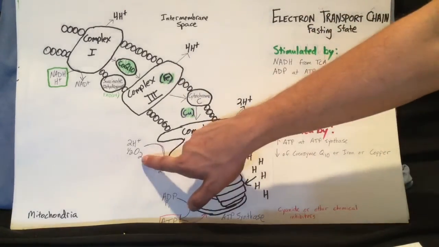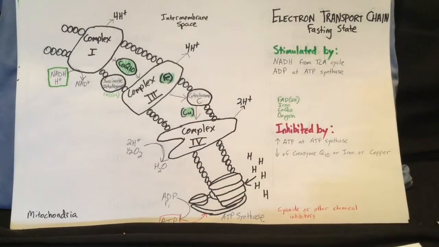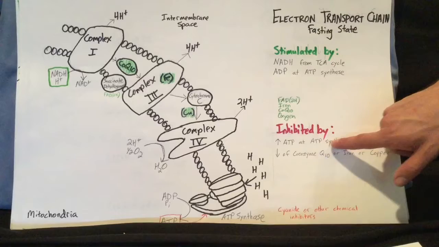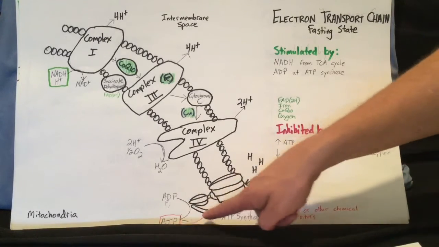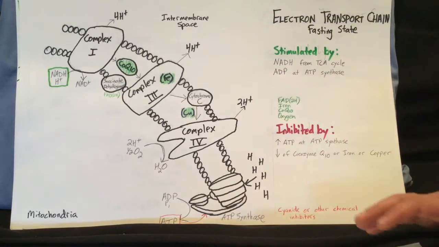We need oxygen as well. So you got to make sure you're getting your oxygen into your cells so they can be used in this step. So again, we have iron. We're going to want some antioxidant activity to help this run smoothly. Now, inhibition of this process, high ATP down here will build up and say to this ATP synthase, hey, chill out, we're good right now. We don't need to keep doing this.